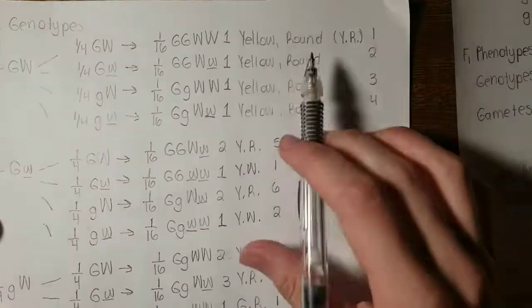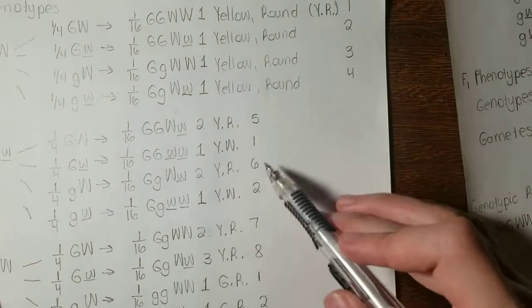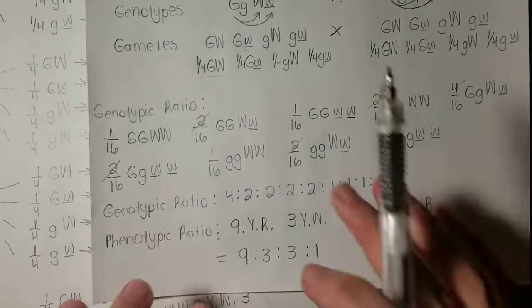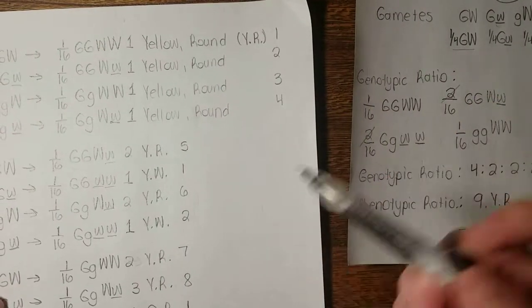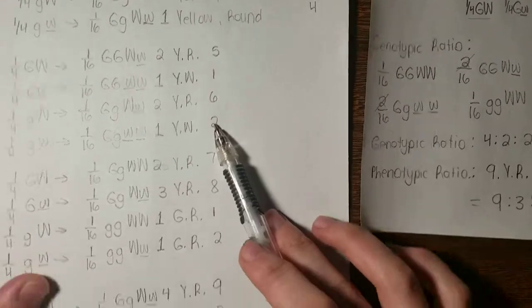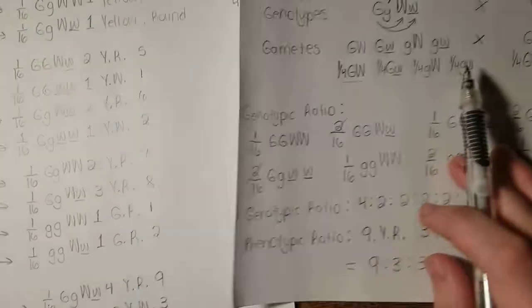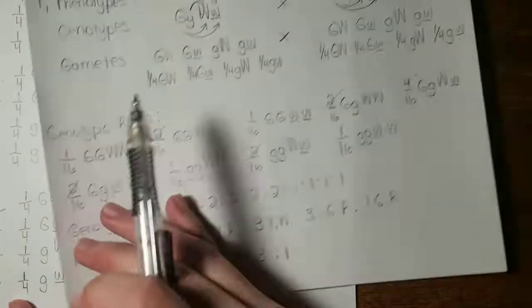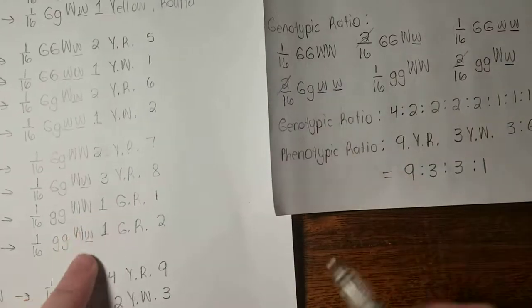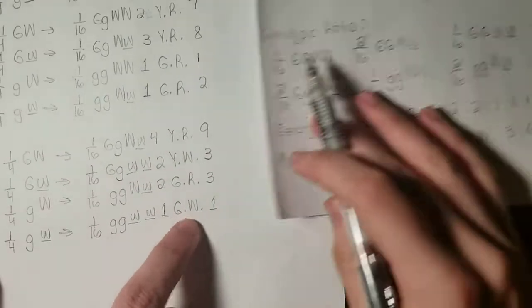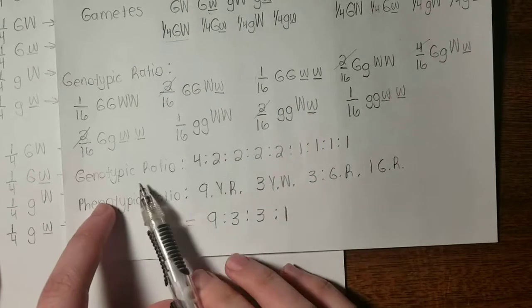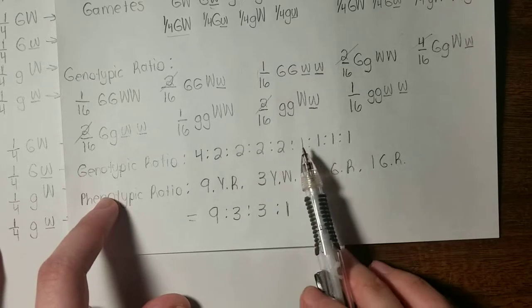So for yellow round, we have 1, 2, 3, 4, 5, 6, 7, 8, 9. This is where that 9 comes from. Then we go to the next one, which is yellow wrinkled. We have 1, 2, 3. 3 yellow wrinkled, which is where that 3 comes from. Then we go to the next one, green round. We have 1, 2, 3. That's where this 3 comes from. And then we have to do green wrinkled. 1. There's only 1. So we had 9, 3, 3, 1 for the phenotypic ratio. Genotypic ratio, we had 4, 2, 2, 2, 2, 1, 1, 1, 1.